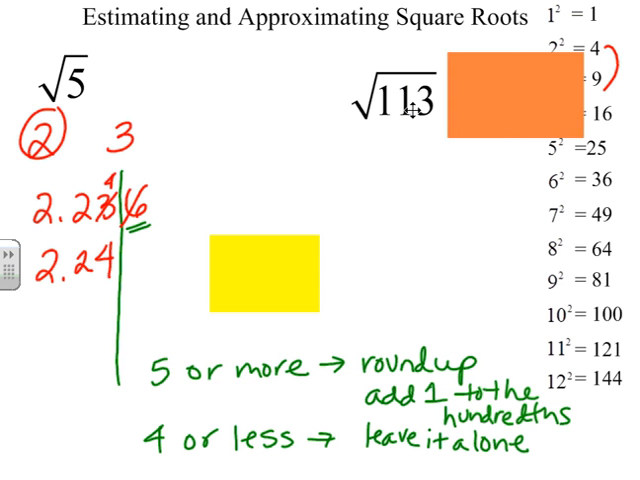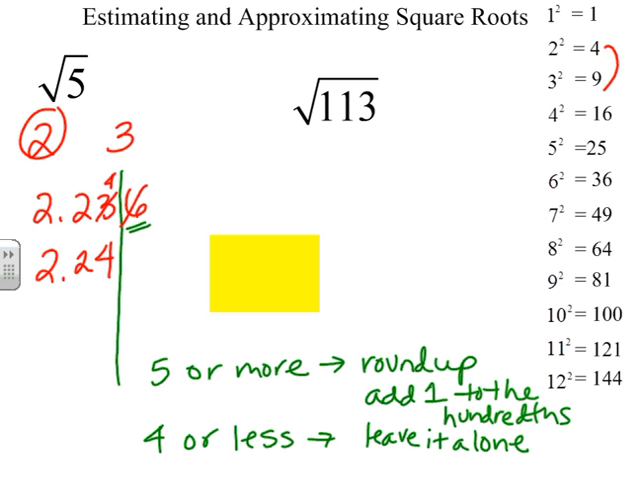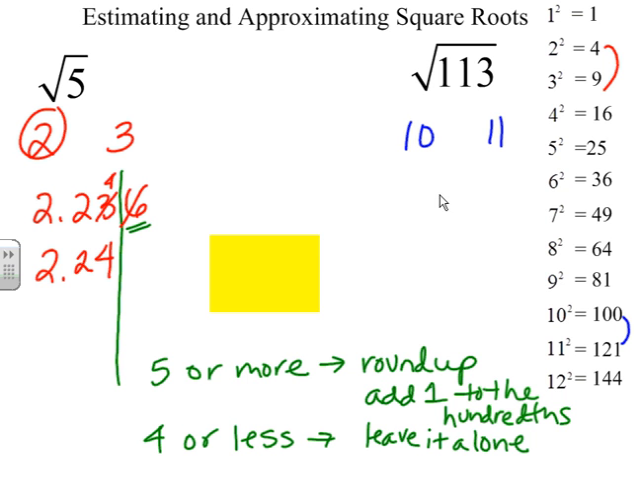Okay, we're going to do that again. I've got the square root of 113. So the square root of 113 is going to fall between 100 and 121. So we know the number is going to fall between 10 and 11. So that means it's going to be 10 point something. It is going to be closer to 11 than it is to 10, because it's 13 away from 100 and only 8 away from 121. So we know it's more than 10 and a half.